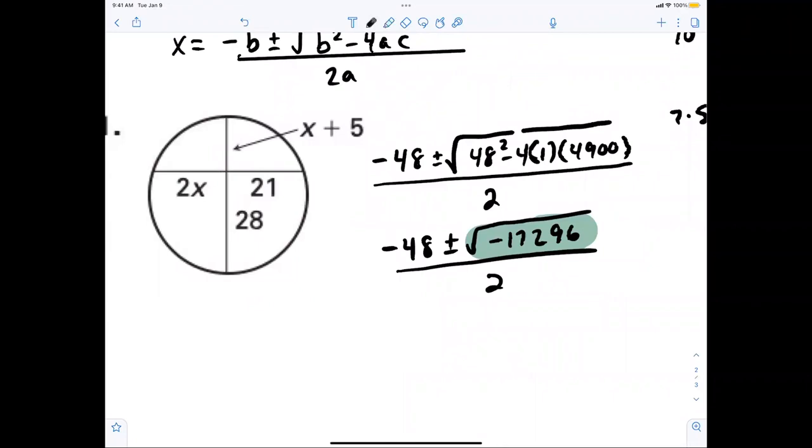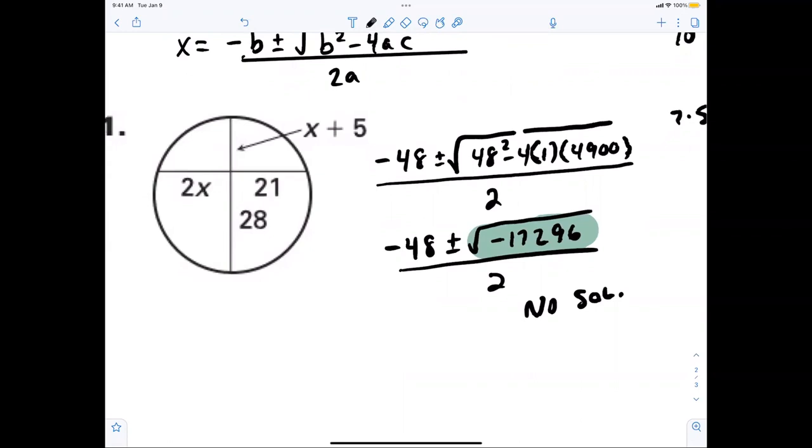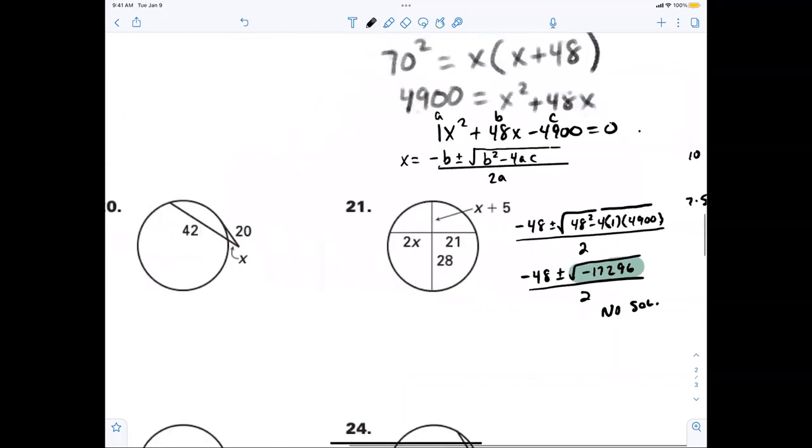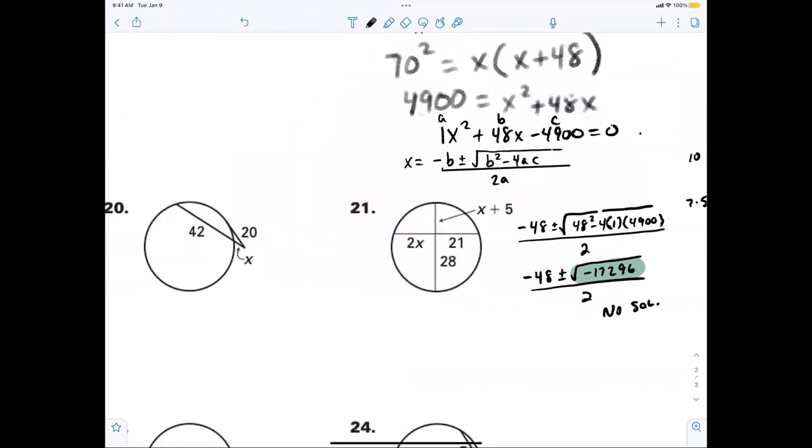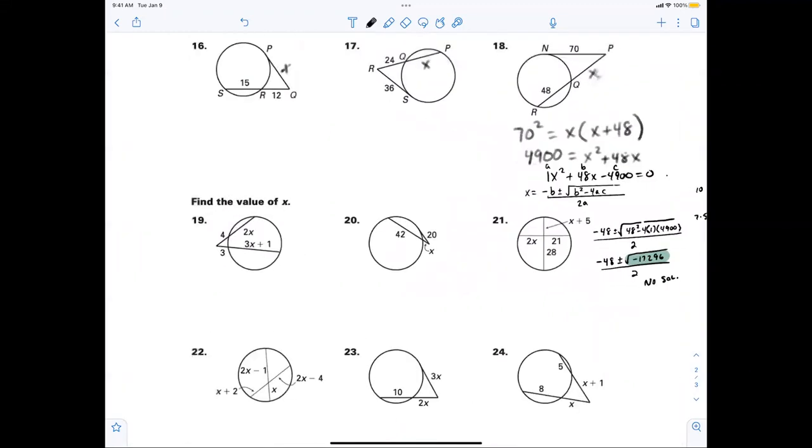Okay. So because this is negative, all right, there is no solution here. When your square root is negative, there is no solution. All right, so that was kind of a pointless problem.